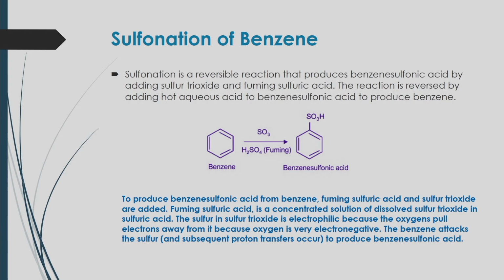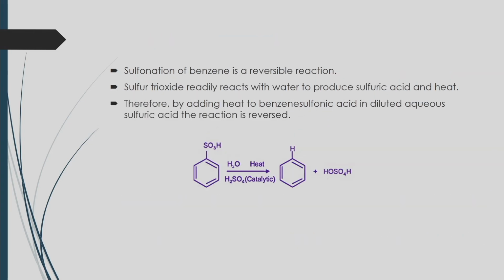The sulfur in sulfur trioxide is electrophilic because the oxygens pull electrons away from it, because oxygen is very electronegative. That is why it is regarded as an electrophilic reaction, and the benzene attacks the sulfur and subsequent proton transfers occur to produce benzene sulfonic acid. So, this is the mechanism of how the reaction takes place. Now, sulfonation of benzene is a reversible reaction, and we know that sulfur trioxide readily reacts with water to produce sulfuric acid and heat.